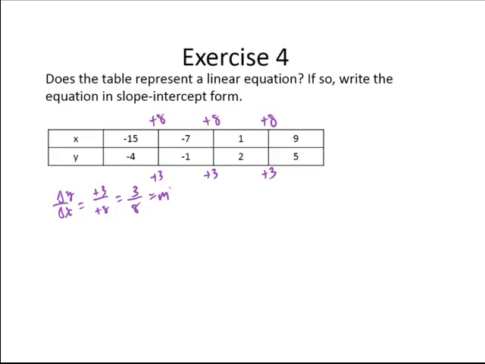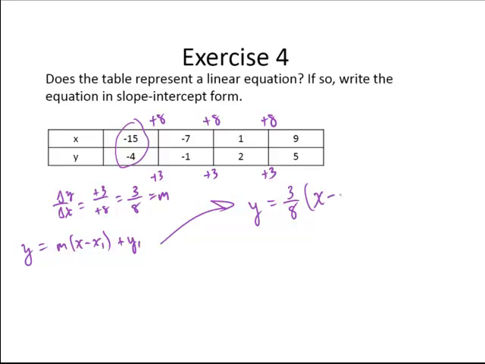But the problem is we don't have an ordered pair (0, something). So here's where I like to go through the point-slope form, which I'll write again as y equals m times (x minus x1) plus y1. I'm just going to use the ordered pair (negative 15, negative 4). I could really use any of the ordered pairs. So I'll write y equals 3/8, that's the m, times (x minus negative 15) plus negative 4.